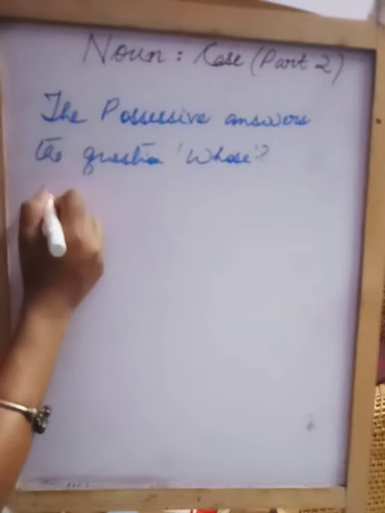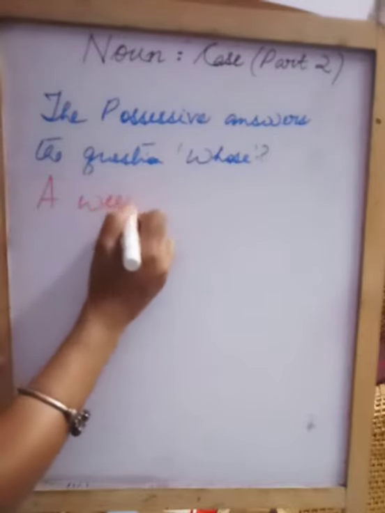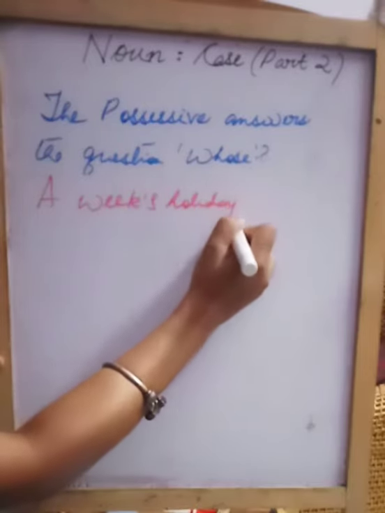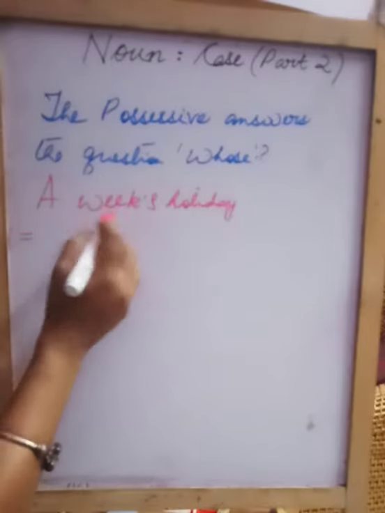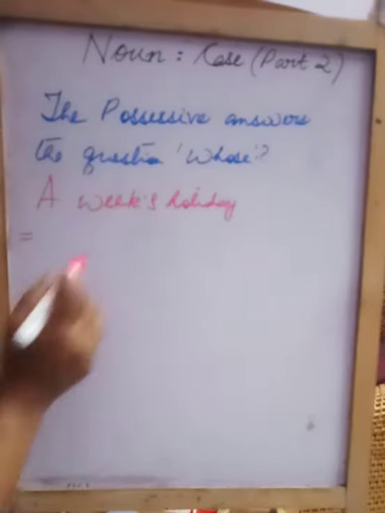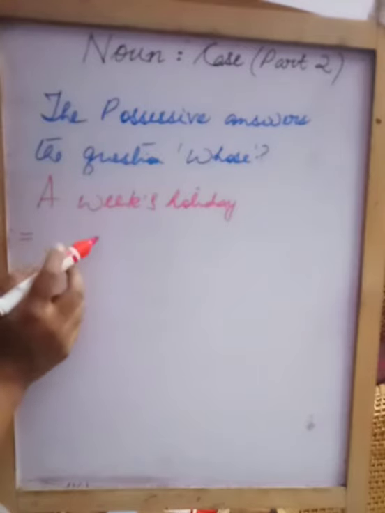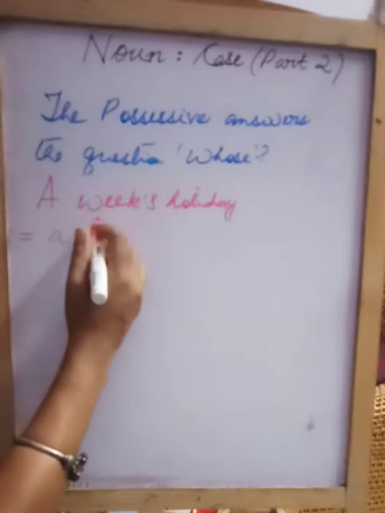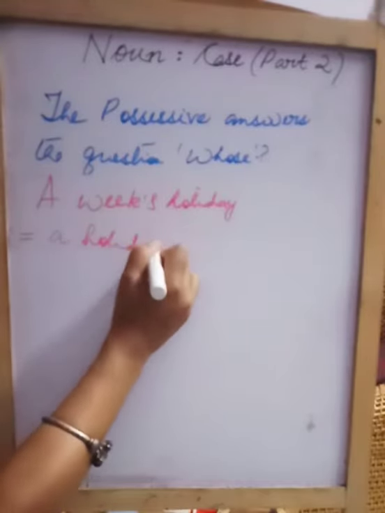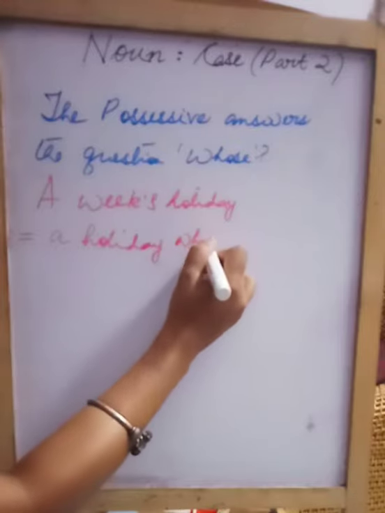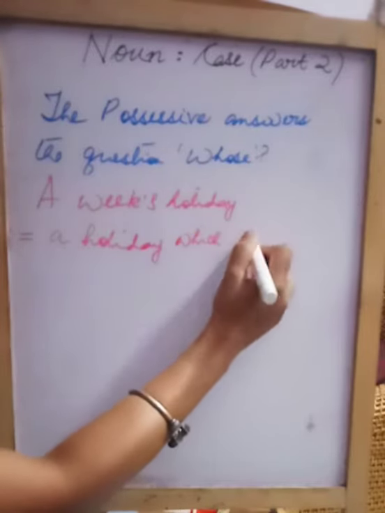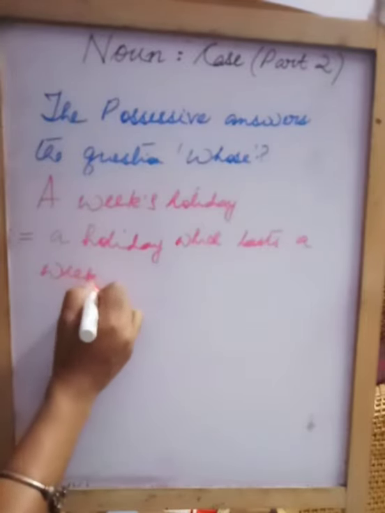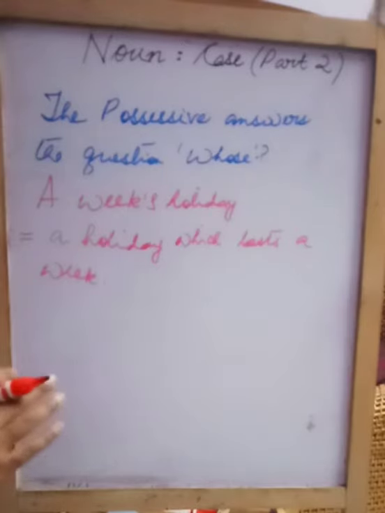One more last example I'll give. A week's holiday. When I say a week's holiday, do I mean that the holiday belongs to the week? Here it is not showing any kind of possession, isn't it? A week's holiday means a holiday which lasts for a week. So I hope it is clear, very simple.